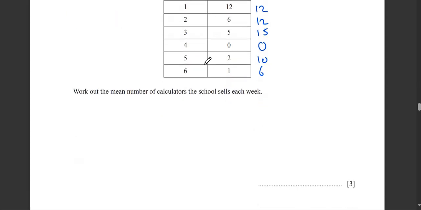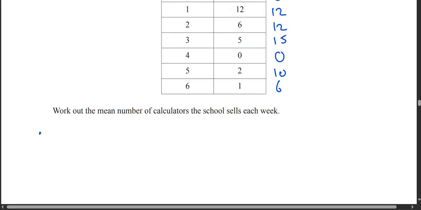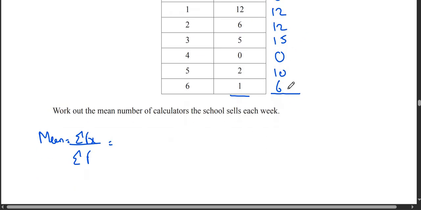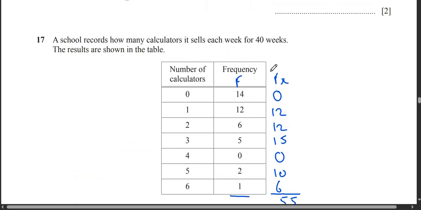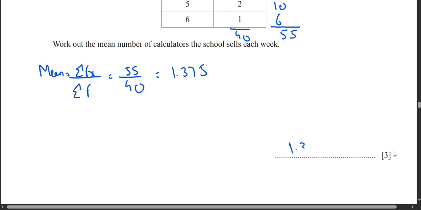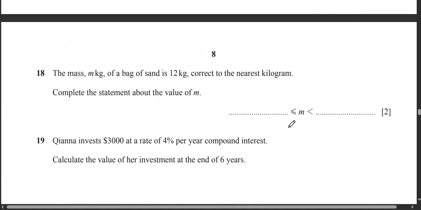So the formula for mean is actually mean is equal to sigma fx upon sigma f. Alright, so sigma fx is this, sigma f is this. If I total fx, all these values, 0, 12, 12, 15, 0, 10, 6, it gives me 55. And if I total the frequency, it already says 40. So this becomes 55 upon 40, which means 1.375. So just write 1.375 over here.